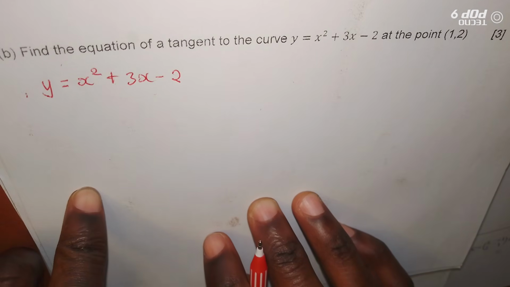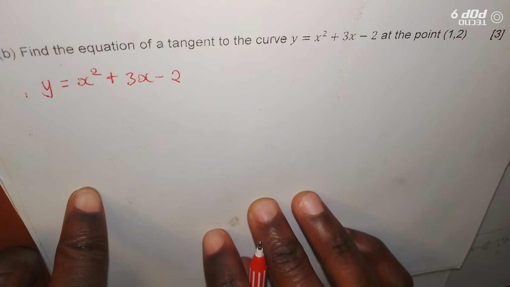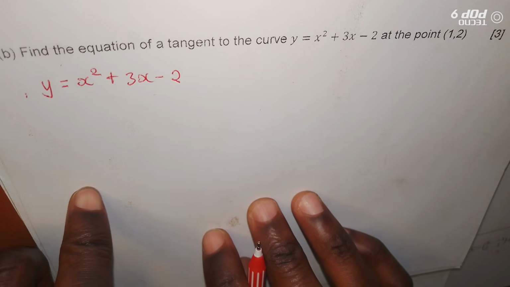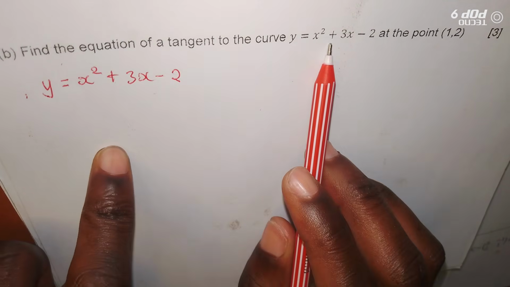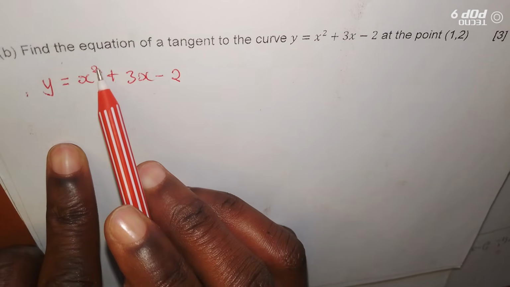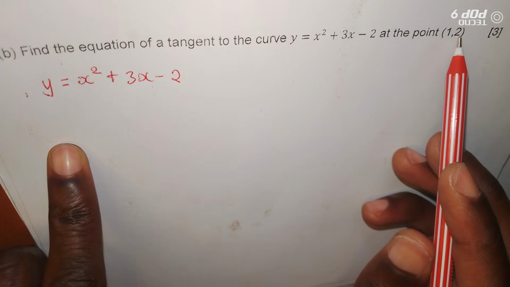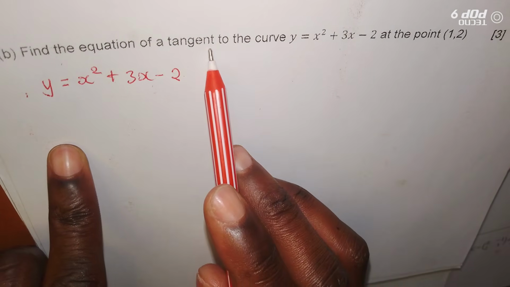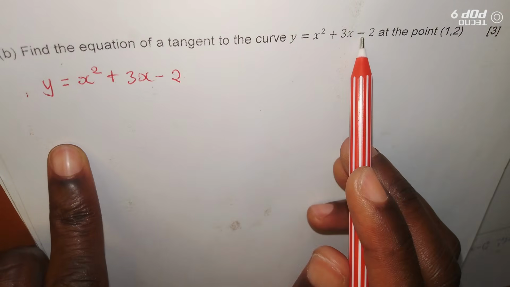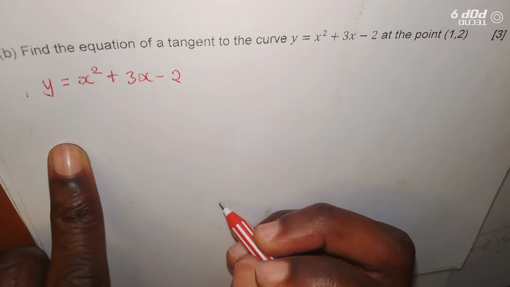Here we are saying find the equation of a tangent to the curve y is equal to x to the power 2 plus 3x minus 2 at the point (1, 3). So here we need to understand what they are telling us to find. They are telling us to find the equation of a tangent to the curve y is equal to x to the power 2 plus 3x minus 2, at the point (1, 2), meaning that the tangent and the curve should only meet at (1, 2).